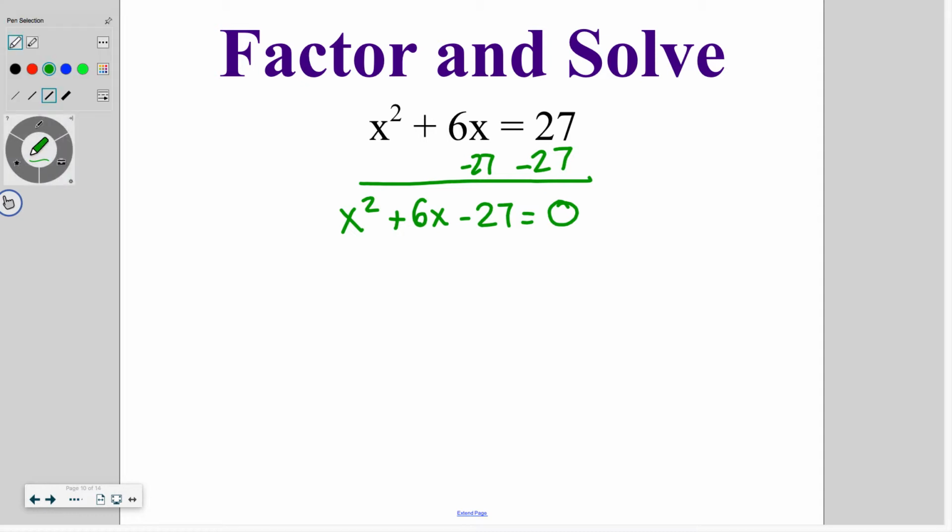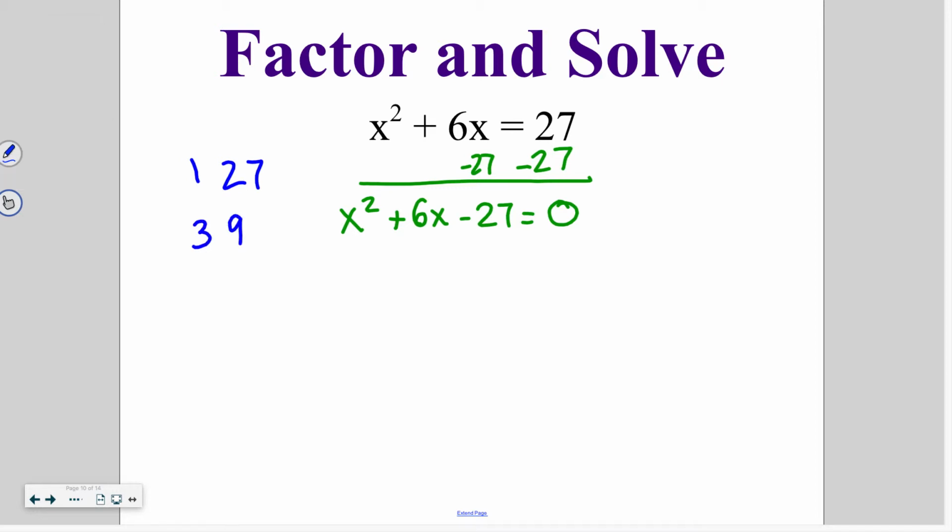Then I'm going to go through and find my factors of 27, which are 1 and 27, and 3 and 9. Looking at the sign on the last number, I've got a negative 27, so that means I'm going to need one positive factor and one negative factor. In this case, I want to get to a positive 6, so I'm going to have positive 9 and negative 3. So I've got x minus 3 and x plus 9, and that's still equal to 0.